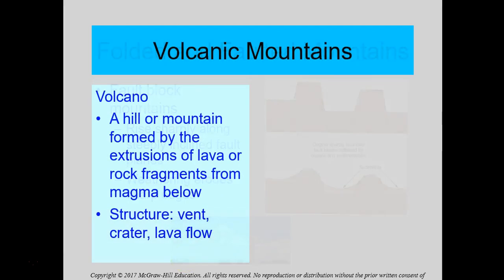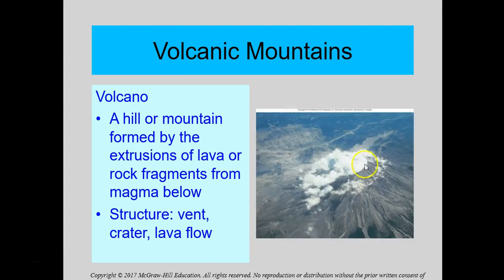A volcano is just a hill or a mountain where lava comes out from beneath the surface of the earth. Magma rises up, and when it reaches the surface, we call it lava. The structure of a volcano includes the vent, which is the outward part of the volcano where it sinks in, and then the crater, which is the part down below, and then the lava flow. The lava flow is the lava that comes up from the magma below.